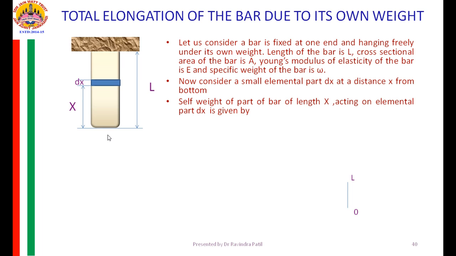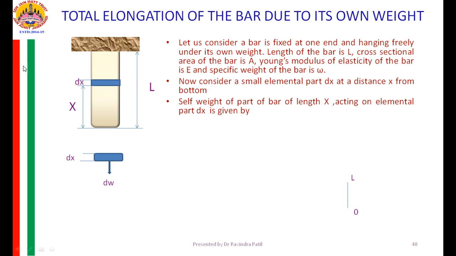And P I need to calculate. What is the P here? On this part, the weight of the lower part is acting. Weight of the lower part means the bar of length x. I need to calculate the weight of that length x, which is to be marked as the force acting on dx. Based on it, I need to calculate the deformation of dx. Just see how we calculate it.